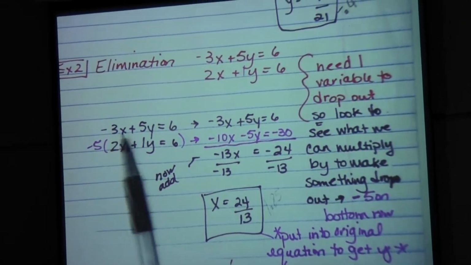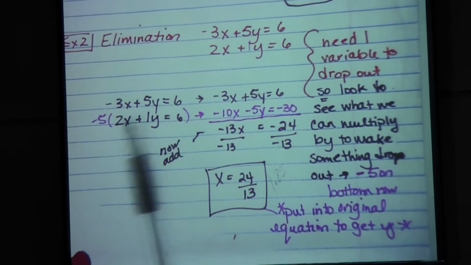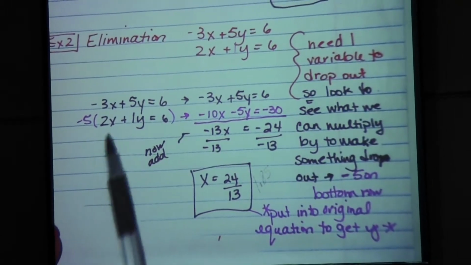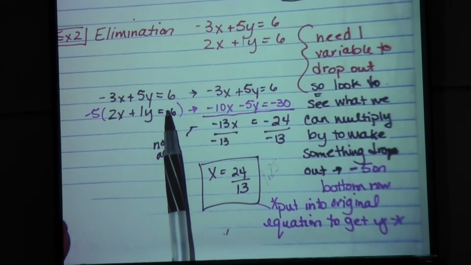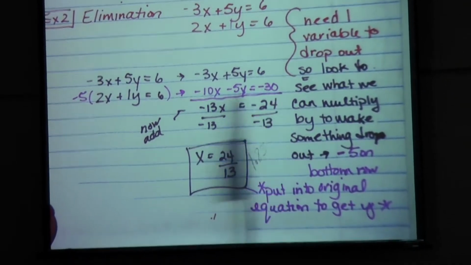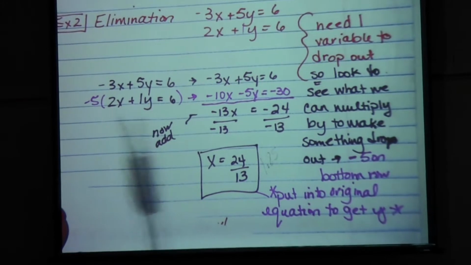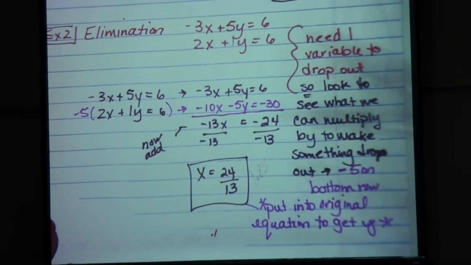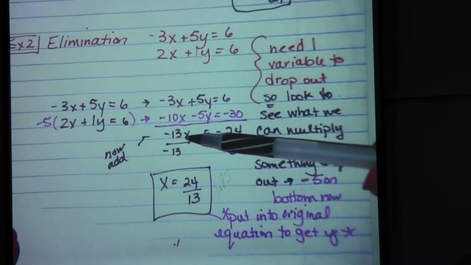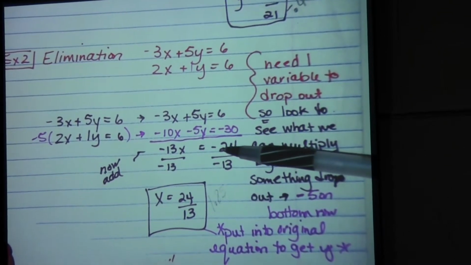So I took my top row, left it the same. I took my bottom row and I multiplied by that negative 5. And I multiplied each individual part by negative 5. So I had negative 10, negative 5, negative 30 when I distributed that negative 5 all the way through. That made my y's cancel out, giving me 13x and 24, both negative.